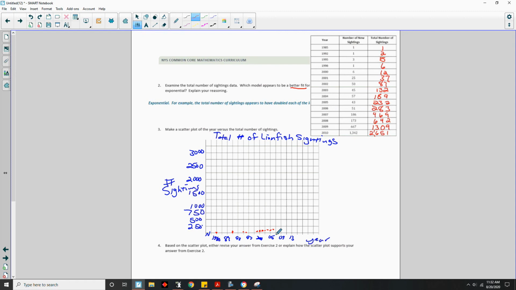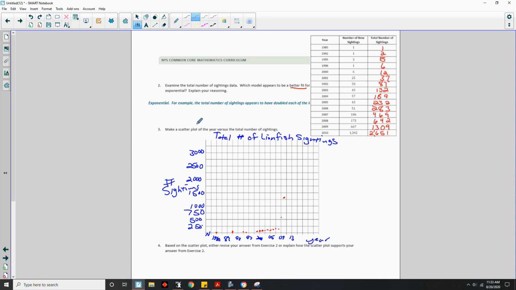2007, there were 186. So 186, we're starting to climb now. 2008 is here. 173 might be about there. And 2009, that's when it jumped up a bit to over 500, to 667, so now we're here. And then in 2010, which is right here, we went all the way up to 1,342, which is about here, I would say. So it's slowly rising, and all of a sudden, boom, exponential pop.